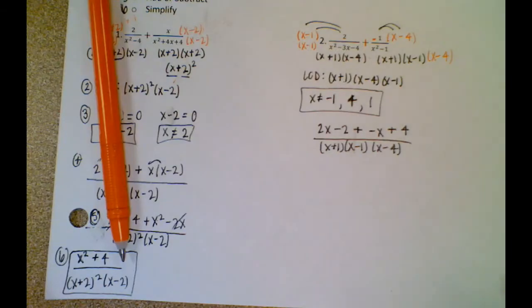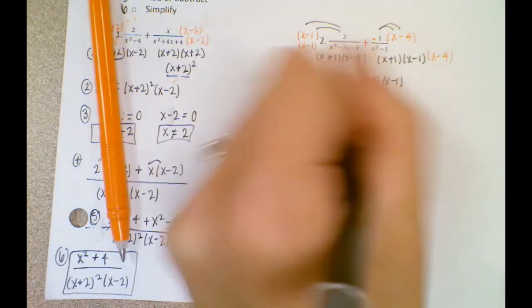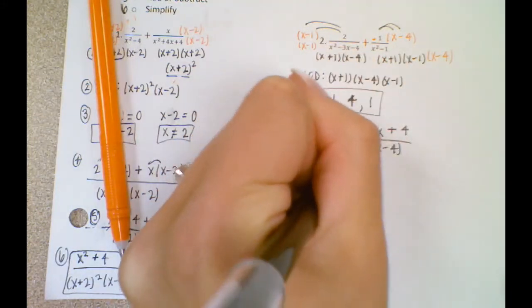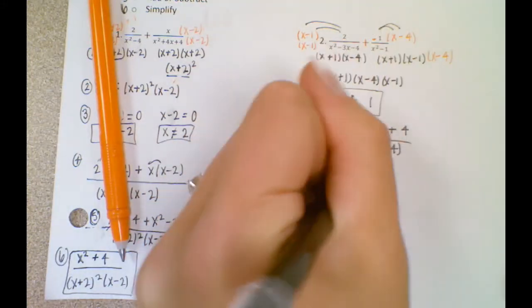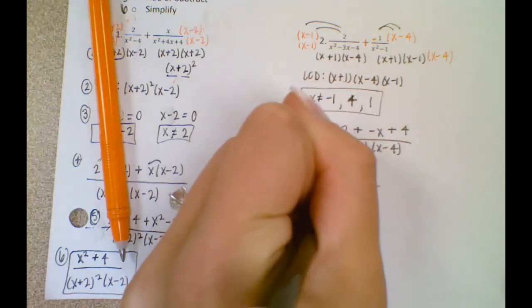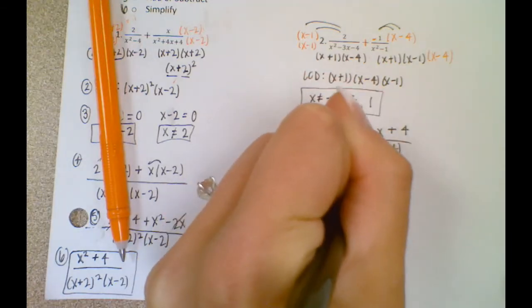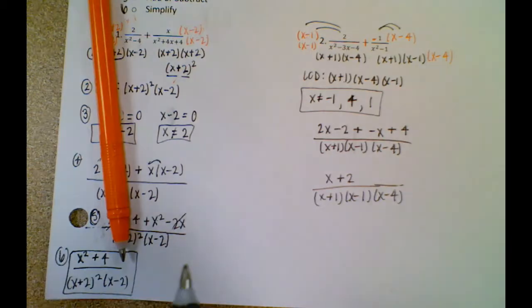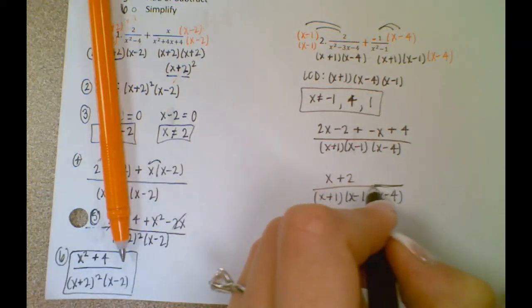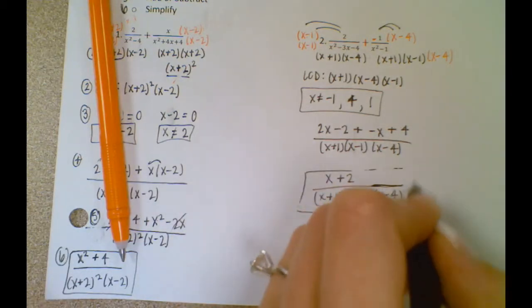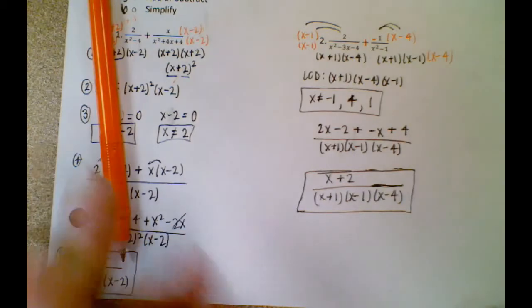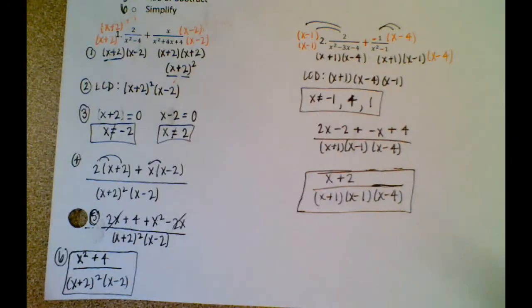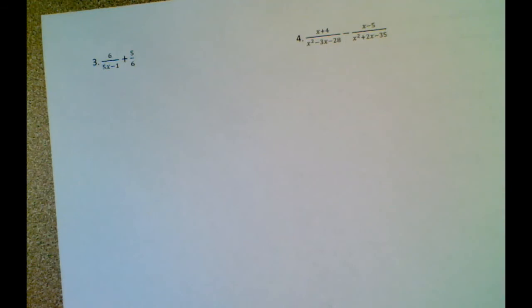And then we simplify. So it looks like 2x minus x is just x. Negative 2 plus 4 is positive 2. And that's it. You guys can't simplify that. There's no x plus 2 factor. So that's it. Okay, let's flip it over. We got 2 more problems.